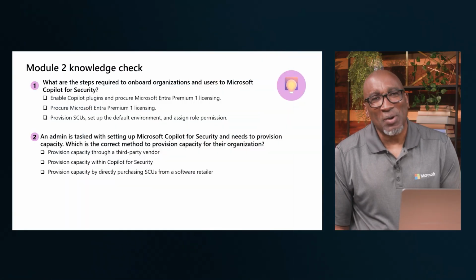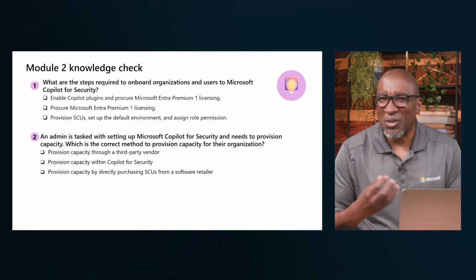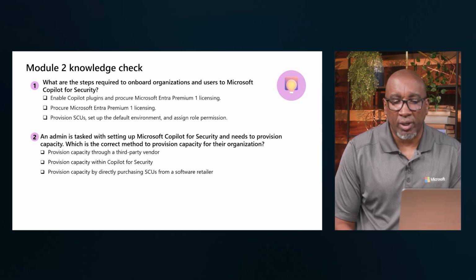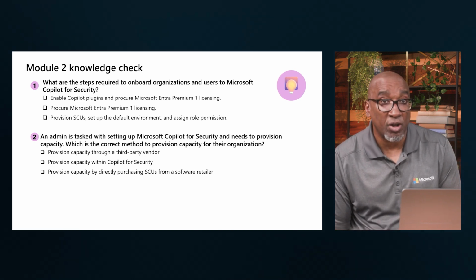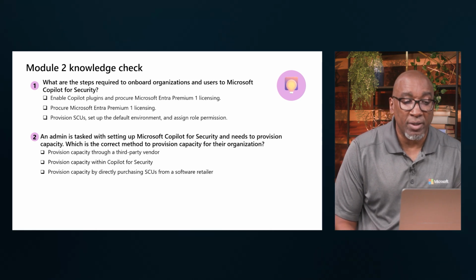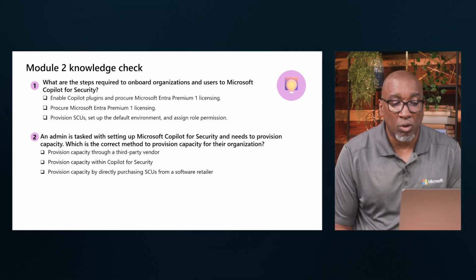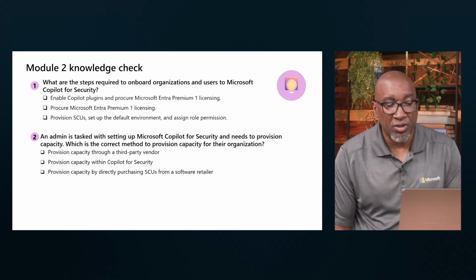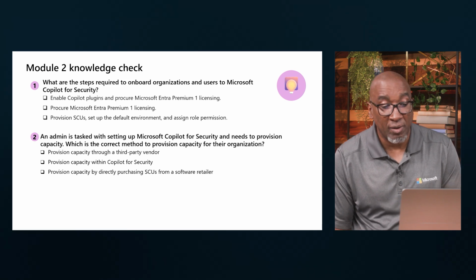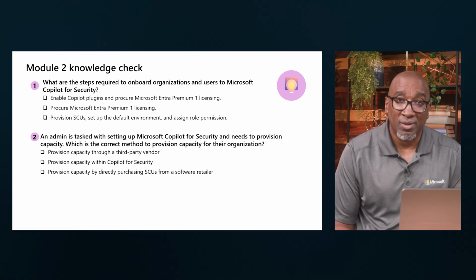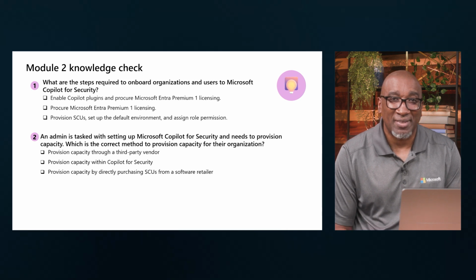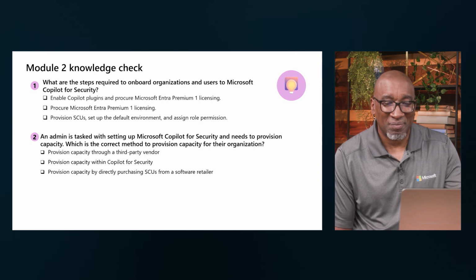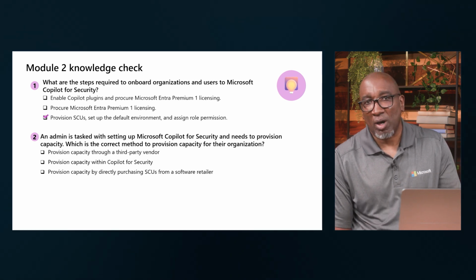Okay, so let's do a quick knowledge check to see how well you understand these concepts. First question, what are the steps required to onboard organizations and users to Microsoft Copilot for Security? Enable Copilot plugins and procure Microsoft Entra Premium 1 licensing, or provision SCUs, set up the default environment, and assign role permissions. Let's pause a moment while you think about your answer. Yeah, that's the last part.